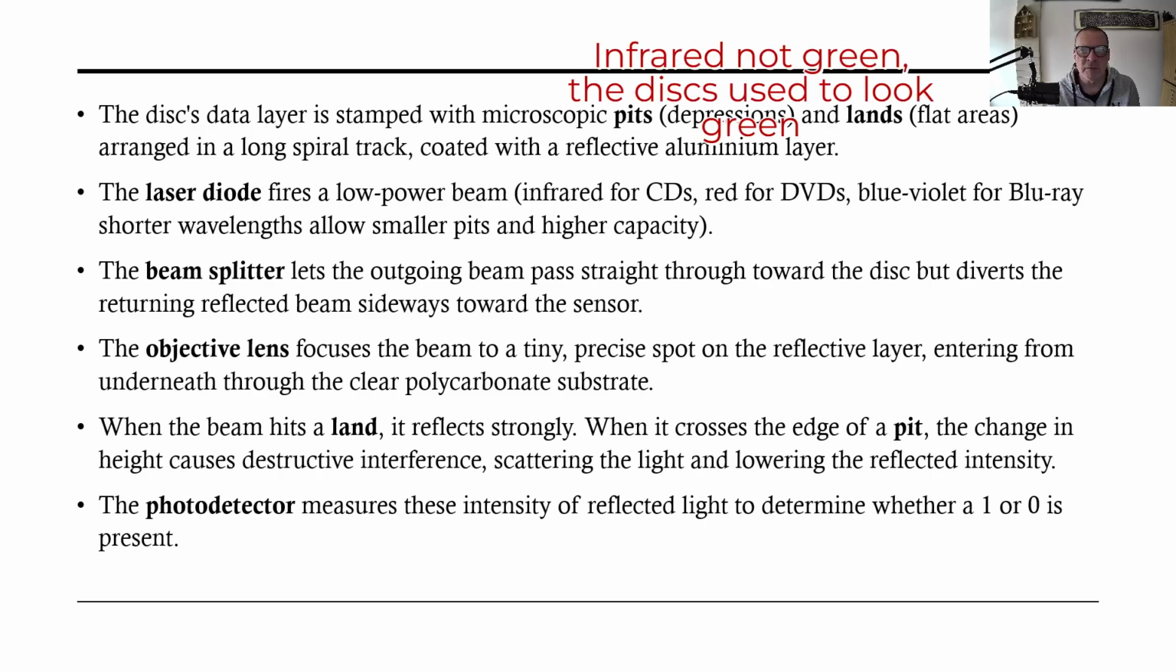Green, I think it was green for CD, red for DVDs, blue-violet for Blu-ray. So the shorter the wavelength, the more data you can pack into the same physical area. The beam splitter lets the outgoing beam pass straight through towards the disk, but when the light comes back, it diverts it sideways towards the sensor. The object lens focuses the beam to a tiny precise spot on the reflective layer of the disk.